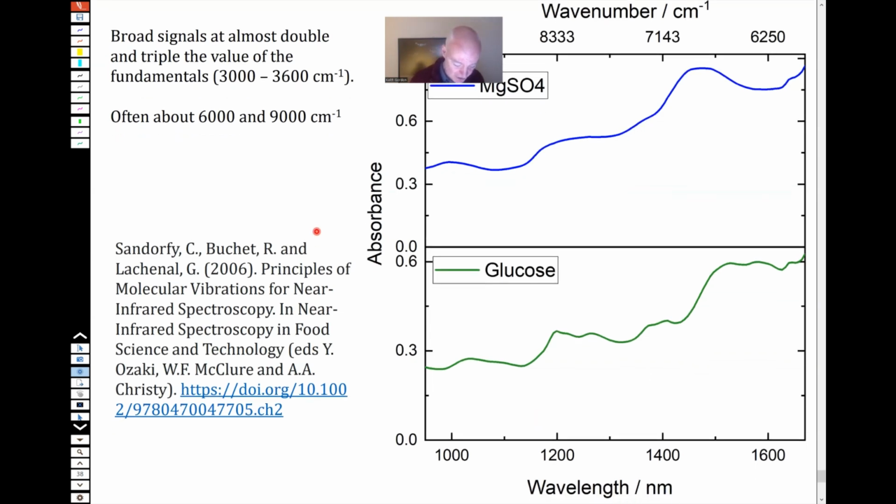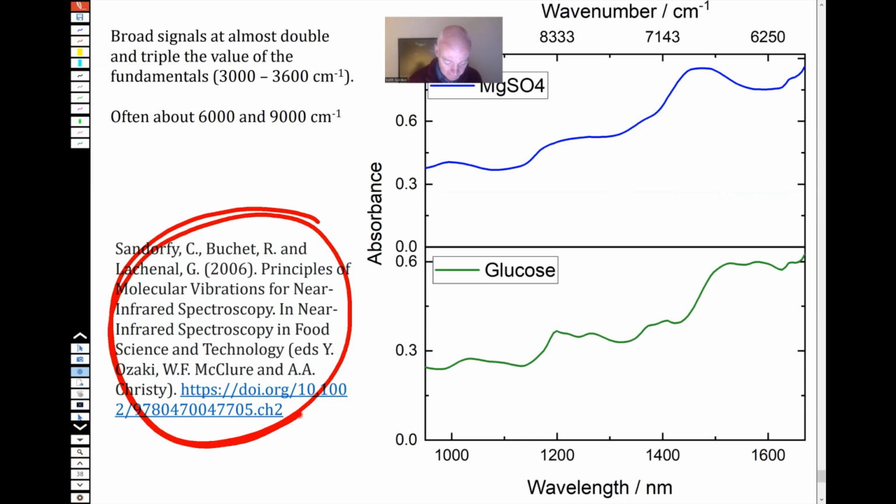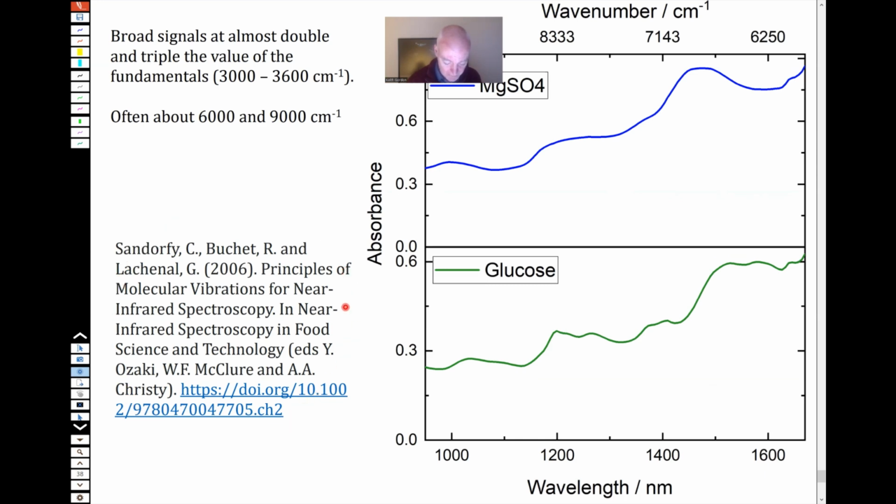There's a really nice chapter in this book, which talks about near-infrared spectroscopy in food science and technology, which is often where it's used. It's a very nice book, and you can just click on the link. It'll take you straight to that chapter, and you can have a quick reread of it if you're interested.